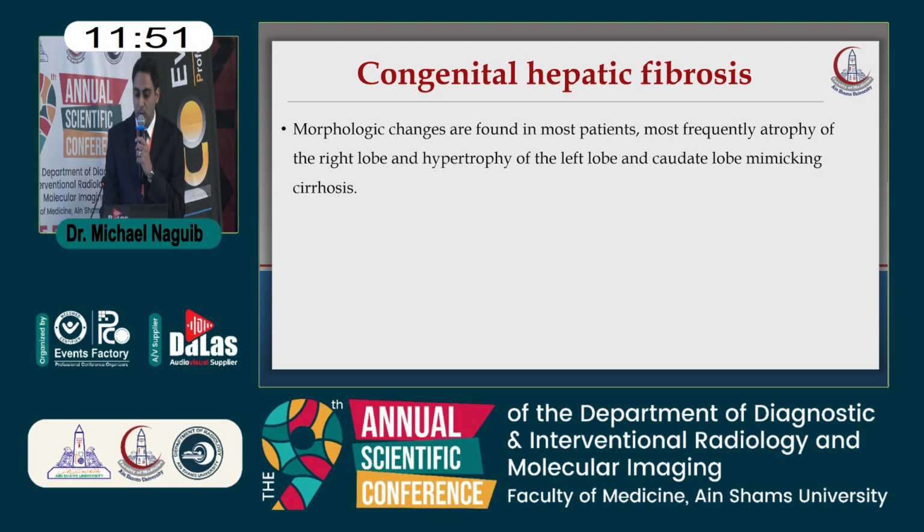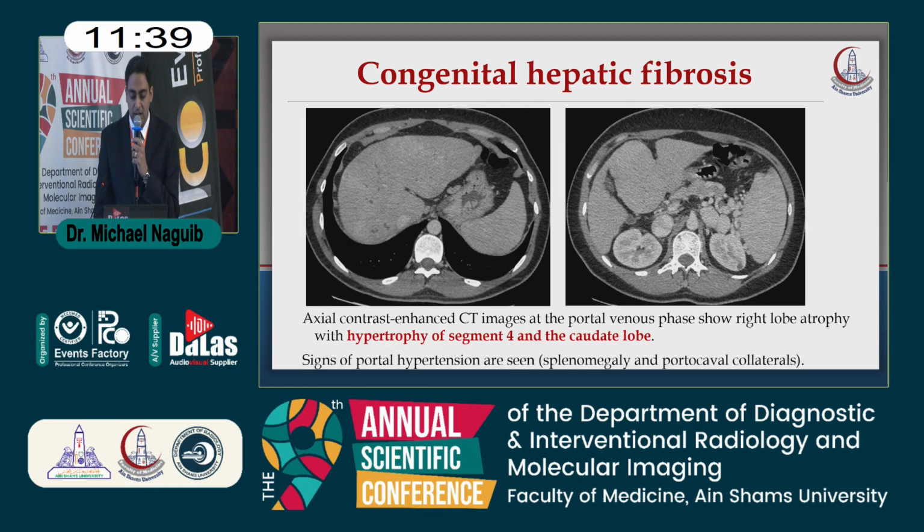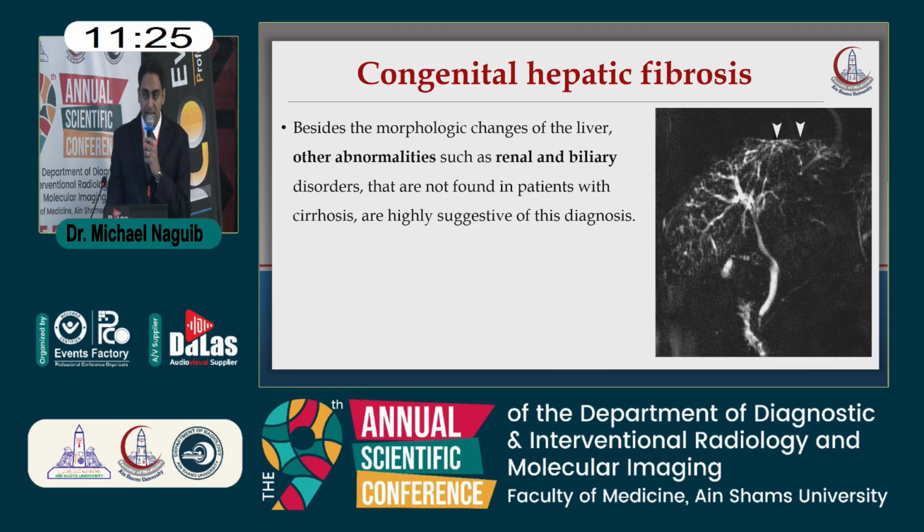Morphological changes are found in most of these patients, including atrophy of the right lobe, hypertrophy of the left lobe and caudate lobe, and this all mimics cirrhosis. However, here, segment 4 is normal size or enlarged. Like this case, in these axial contrast enhanced images, we see right lobe atrophy with hypertrophy of the segment 4 and caudate lobe. Also, signs of portal hypertension are seen. Besides these morphological changes in the liver, other associated anomalies such as renal and biliary disorders are found here in congenital hepatic fibrosis, and not found in patients with cirrhosis. This is highly suggestive of diagnosis of congenital hepatic fibrosis.